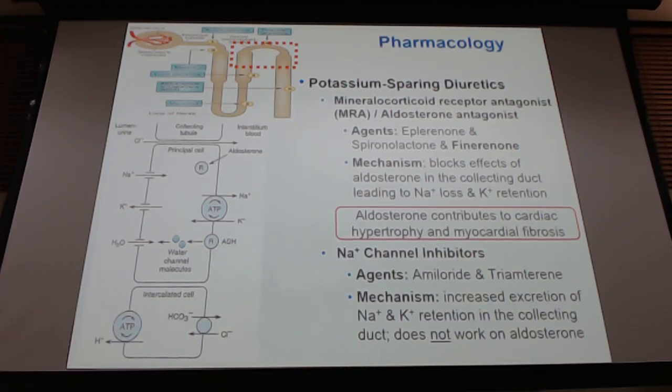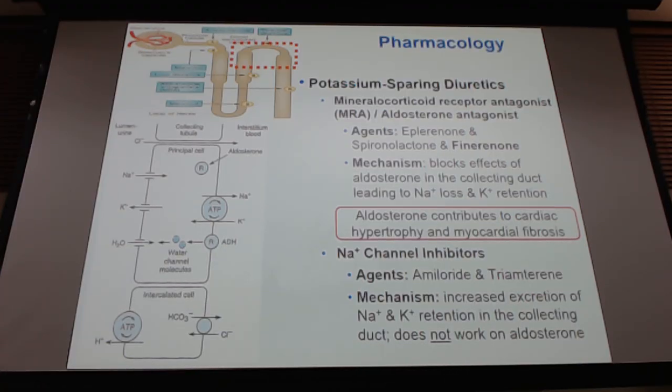Next we have the potassium-sparing diuretics, so the mineralocorticoid receptor antagonists, also called the aldosterone antagonists. So agents in this class include eplerenone, spironolactone, and finerenone. It blocks the effects of aldosterone in the collecting duct, leading to sodium loss and potassium retention. And then aldosterone can contribute to cardiac hypertrophy and myocardial fibrosis.